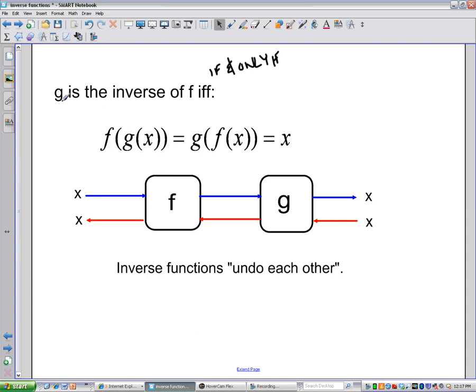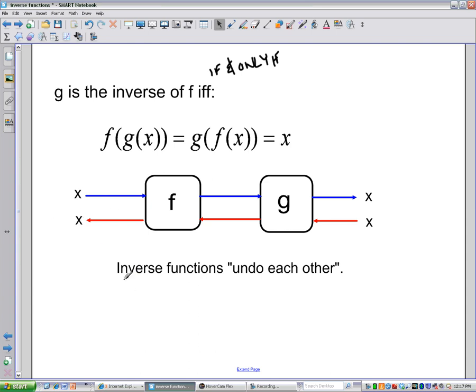Okay, g is the inverse of f if and only if f of g of x is equal to g of f of x, and they're both equal to x. So if that's the case, if I take x, put it into my f little box here, whatever comes out I then put into the g box, and ultimately x is my ultimate answer. Works in the other direction too. I put x into the g box first, something comes out, put that something into the f box, and ultimately I end up with the same thing I started with.